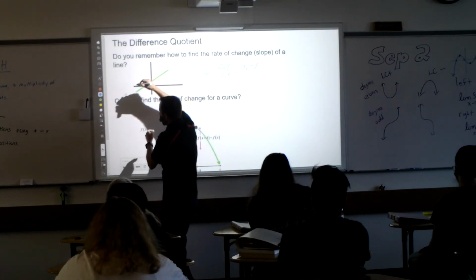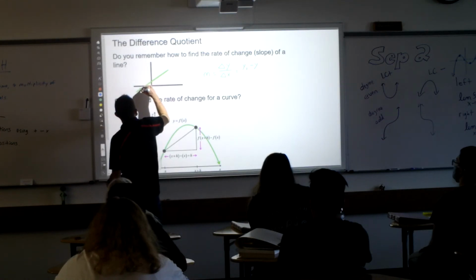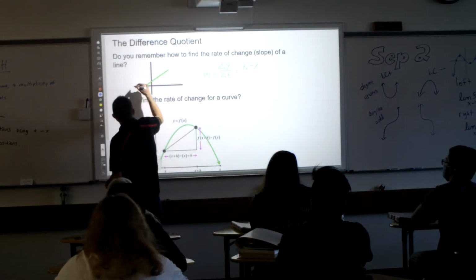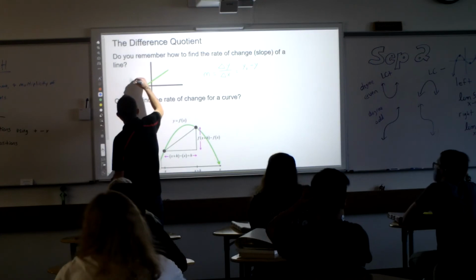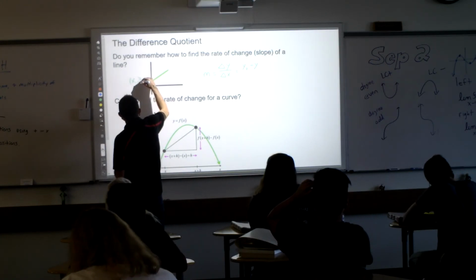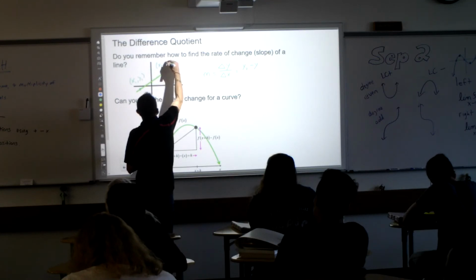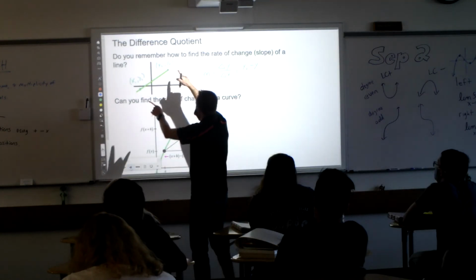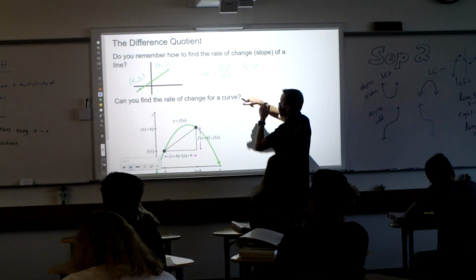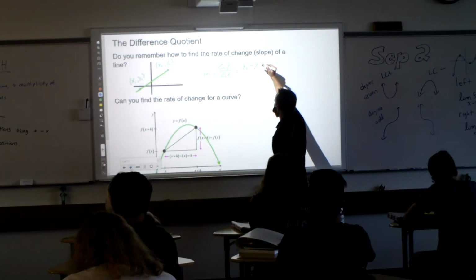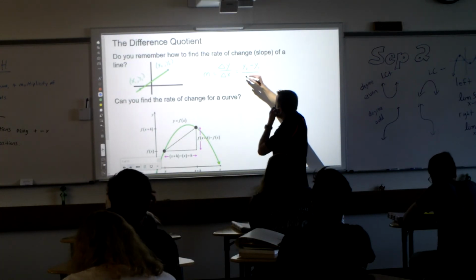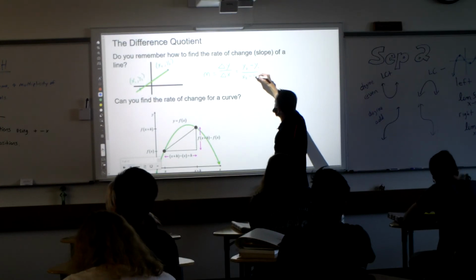Well, to figure that out, you would say, let's take our 2 points. Let's say I have a point right here. Let's say this is x1, y1. And here's another point, x2, y2. And we're going to say, what's the slope? Well, to get the change in y, you do y2 minus y1. To get the change in x, you do x2 minus x1.